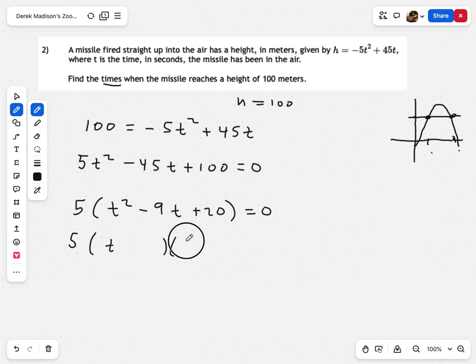So what multiplies to be 20 and adds to be -9 would be -4 and -5. And so that gives me times of 4 and 5 seconds when this thing would be passing through 100 feet.